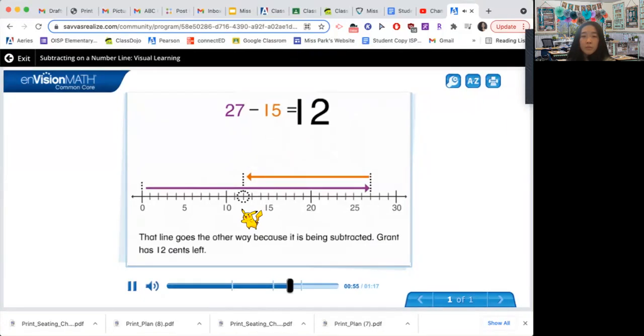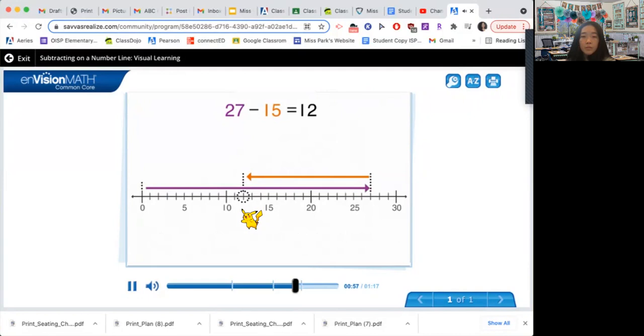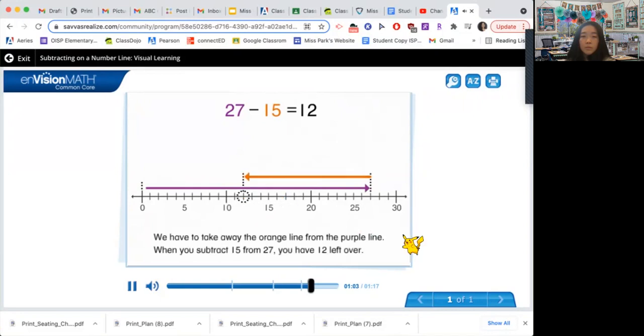Grant has 12 cents left. How do we know the answer is 12? We have to take away the orange line from the purple line. When you subtract 15 from 27, you have 12 left over.